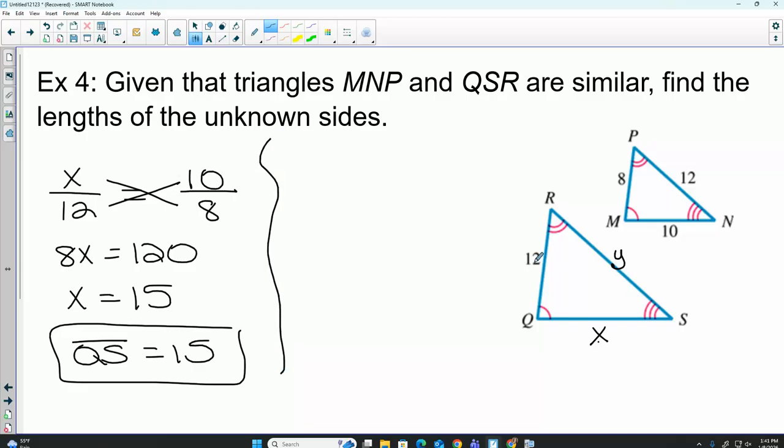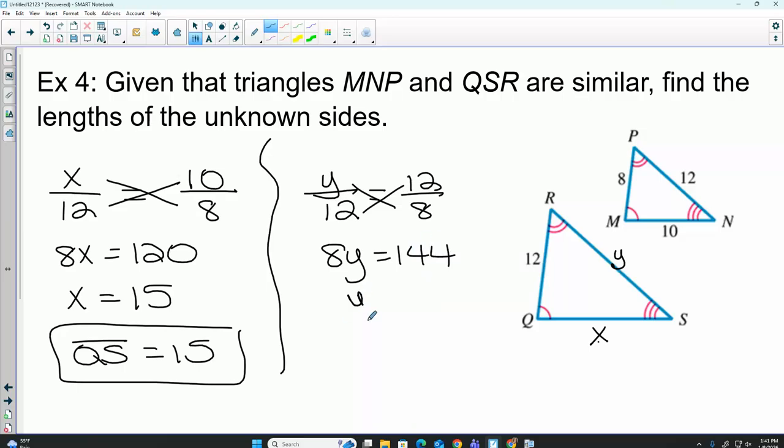So you pick two sides in this triangle, make a fraction. So I could say Y over 12 again. Then you have to pick the corresponding sides in the other triangle. So what would that be? Cross multiply. So Y equals 18. Or you could say side RS is equal to 18.